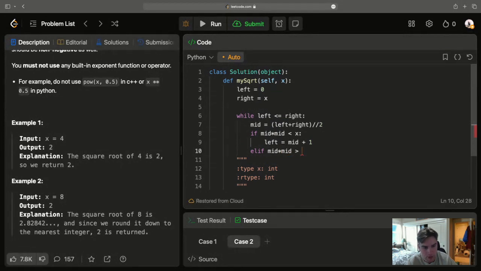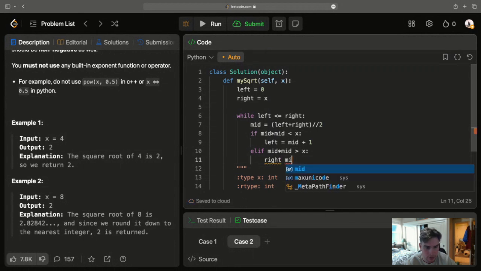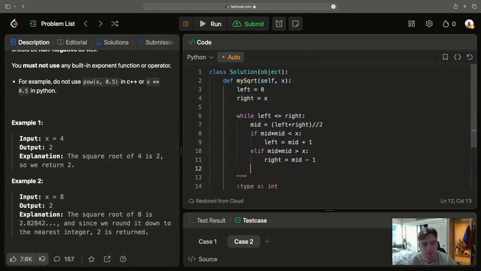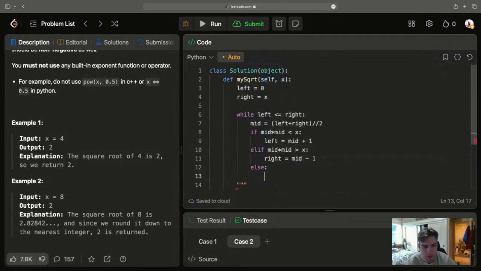And then if mid times mid is greater than x, we need to change the right value to mid minus 1. All right. And then lastly, we'll say else return mid, because that means we found the square root if none of these are true.